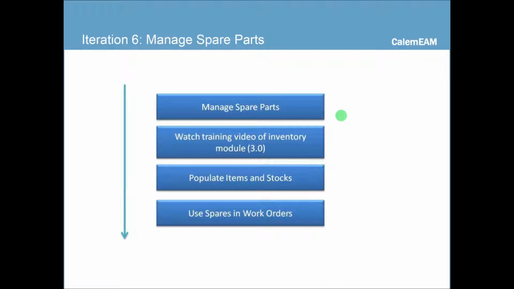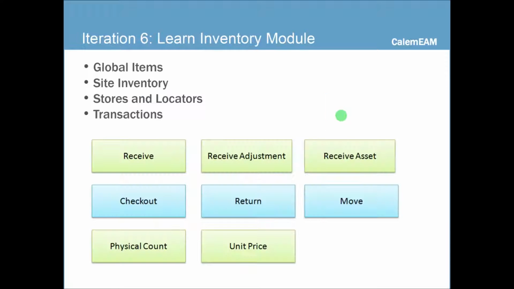The next iteration is managing spare parts. And you can start watching videos about the inventory module and populate items and physical stocks and use spares in work orders. You can learn the inventory module by understanding the global items, your master items, and also site inventory for each plant. You might have different stores, locators for different sites and plants. And you can then learn the transactions to manage the spares, like receiving and checkout to work orders.